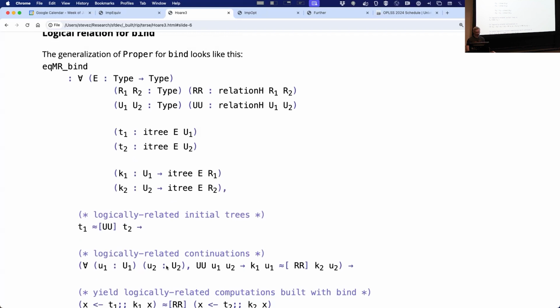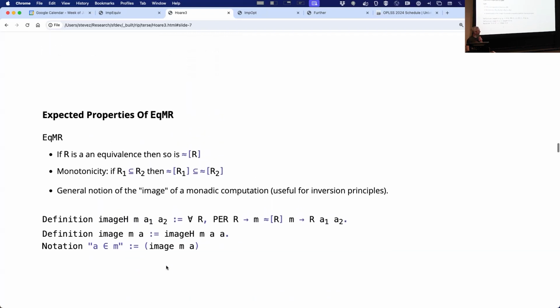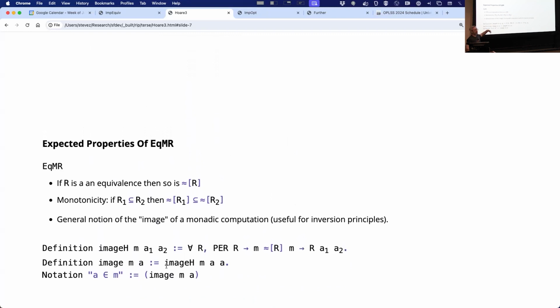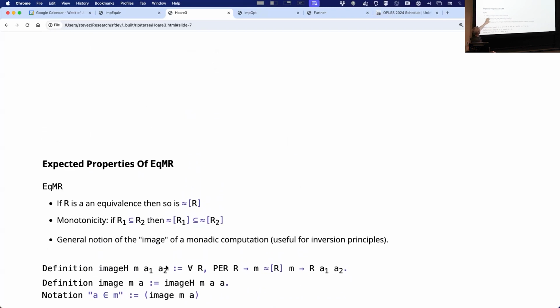Okay, so let's see how that works. But before we do that, there are some properties that we expect to hold of this type class that tells us how to lift postconditions on computations to relations over monadic computations. We expect it to be well behaved, in the sense that if our relation on the leaves is an equivalence relation, then so is the lifting into the monadic computation. And it should be monotonic, in the sense that if we have some refinement of a relation, then lifting it to the computations is also monotonic in that way.